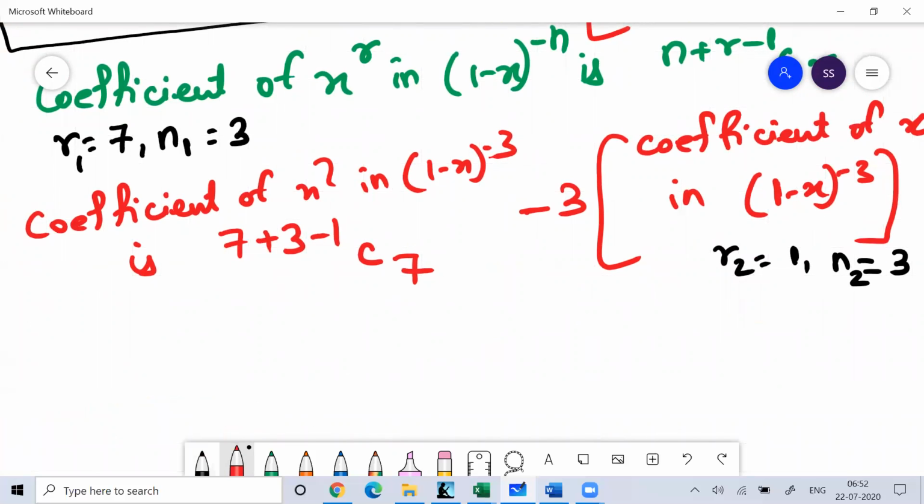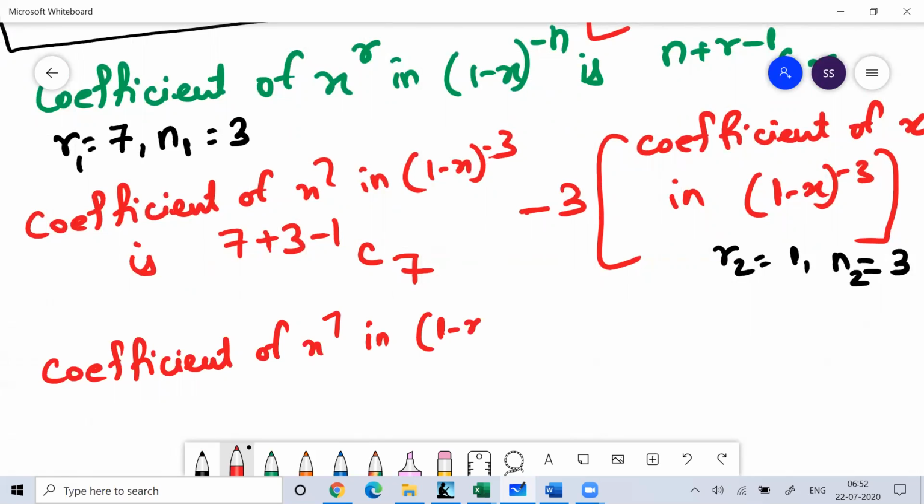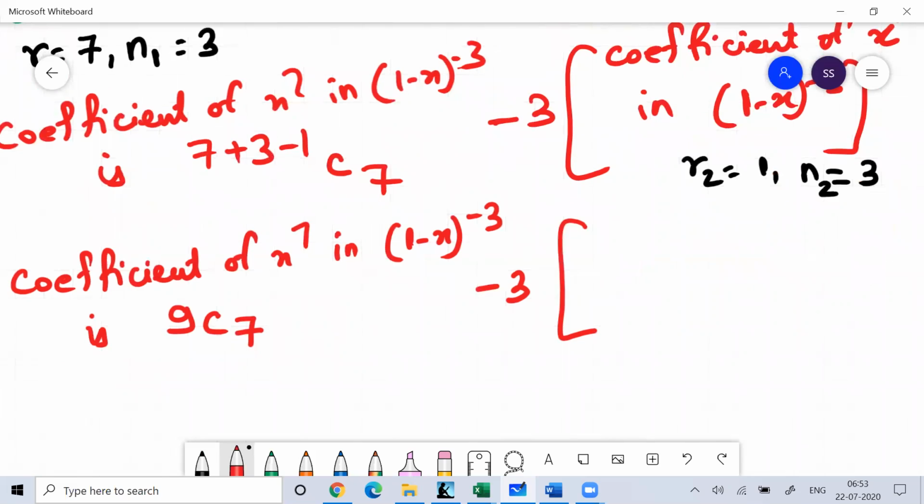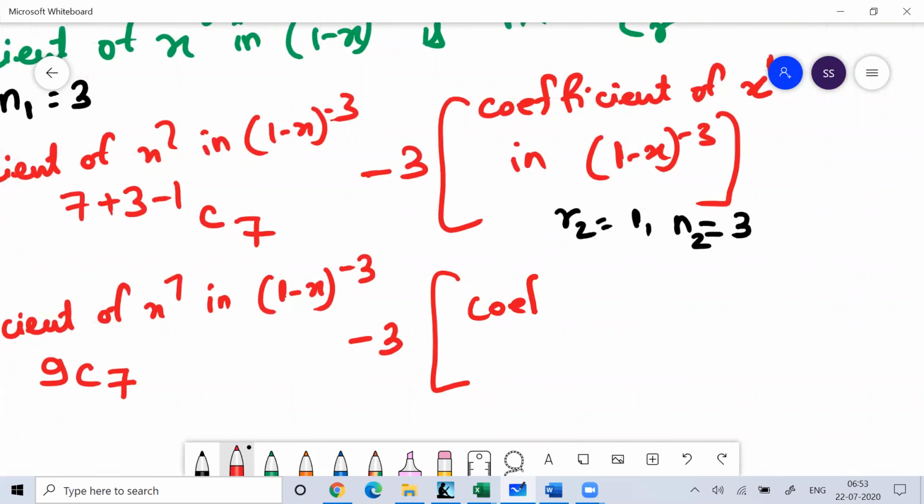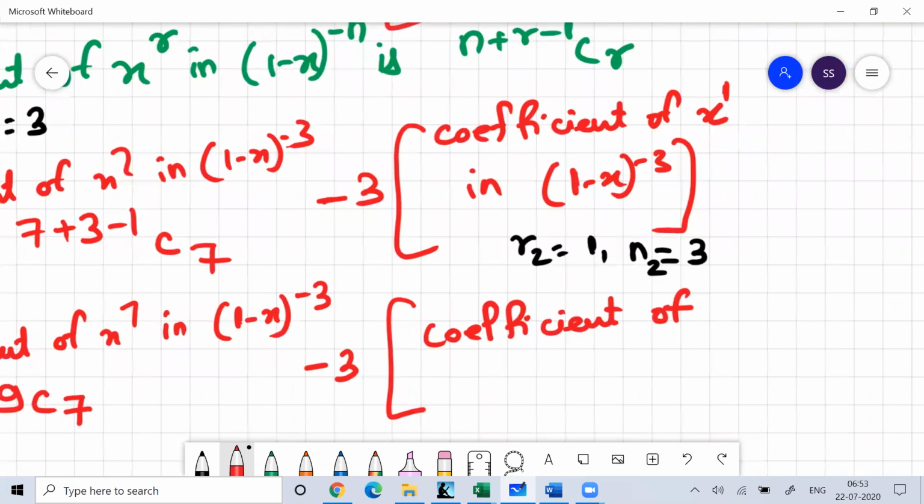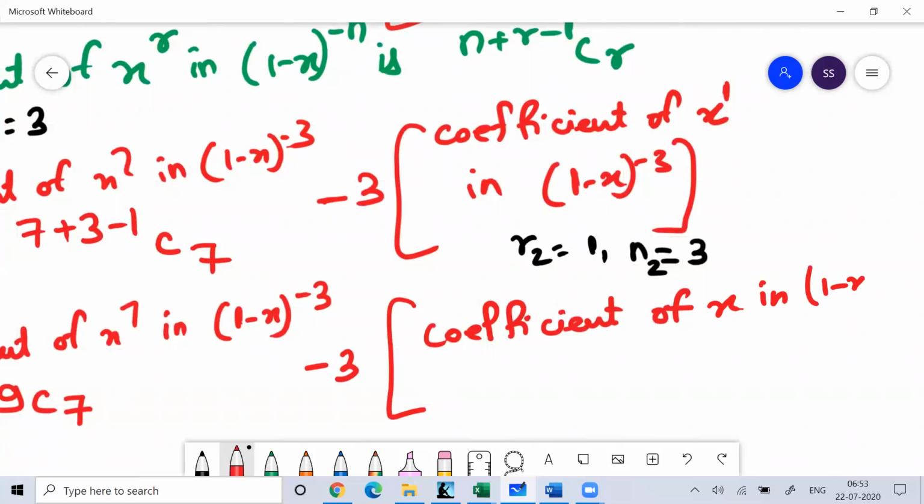Now going further, you can say finally your answer: the coefficient of x to the power 7 in (1 minus x) to the power minus 3 is basically 9C7, minus 3 into this, which will be the coefficient of x in (1 minus x) to the power minus 3, which is basically (1 plus 3 minus 1) C 1.